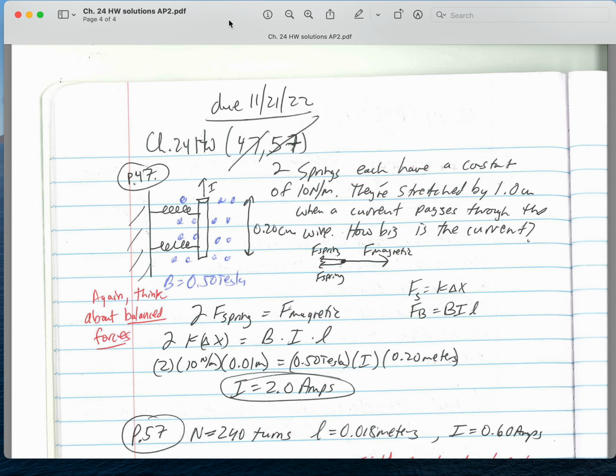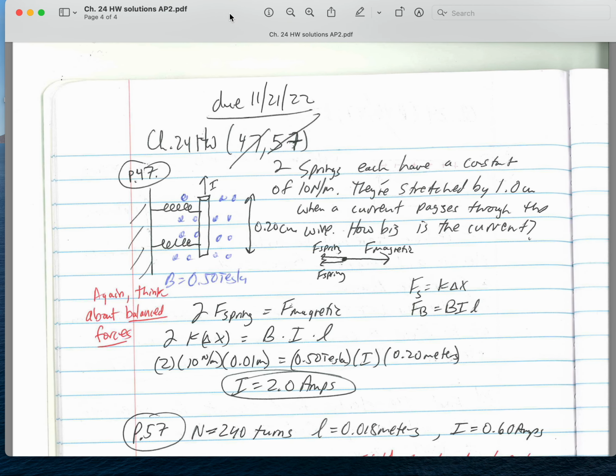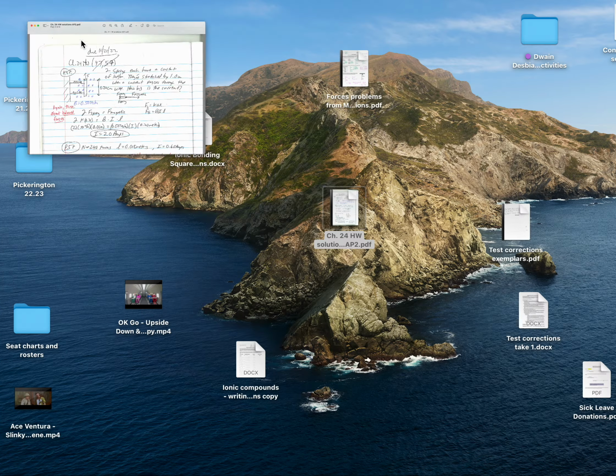These are the chapter 24 homework solutions for AP Physics 2.